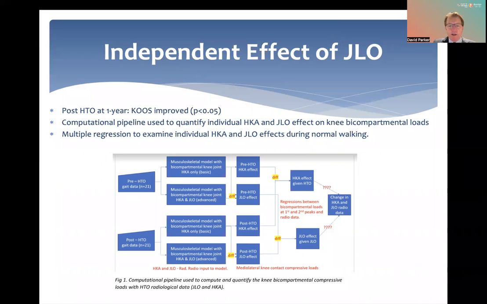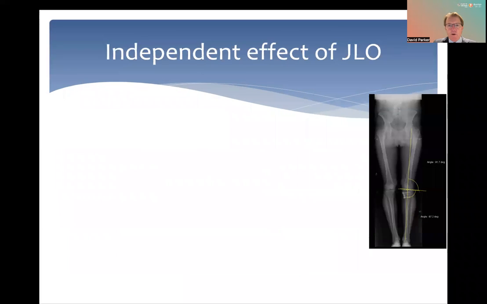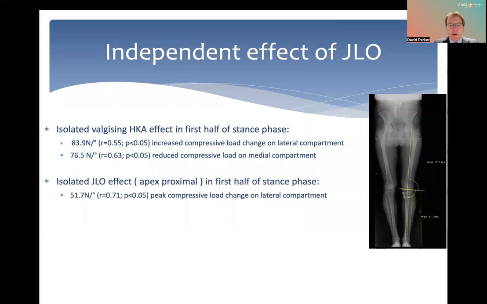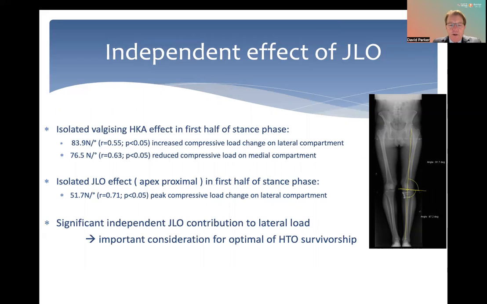And it's quite a complex analysis, but I'll summarize it for you, that there is an independent effect of joint line obliquity. If we look at the effect of valgizing, that increases the compressive load change on the lateral compartment, and there is an isolated effect of the joint line obliquity on this lateral compartment load. So in summary, there is a significant independent joint line obliquity contribution to the lateral load, and therefore we need to think about how we do osteotomies if we're going to think about HTO survivorship.